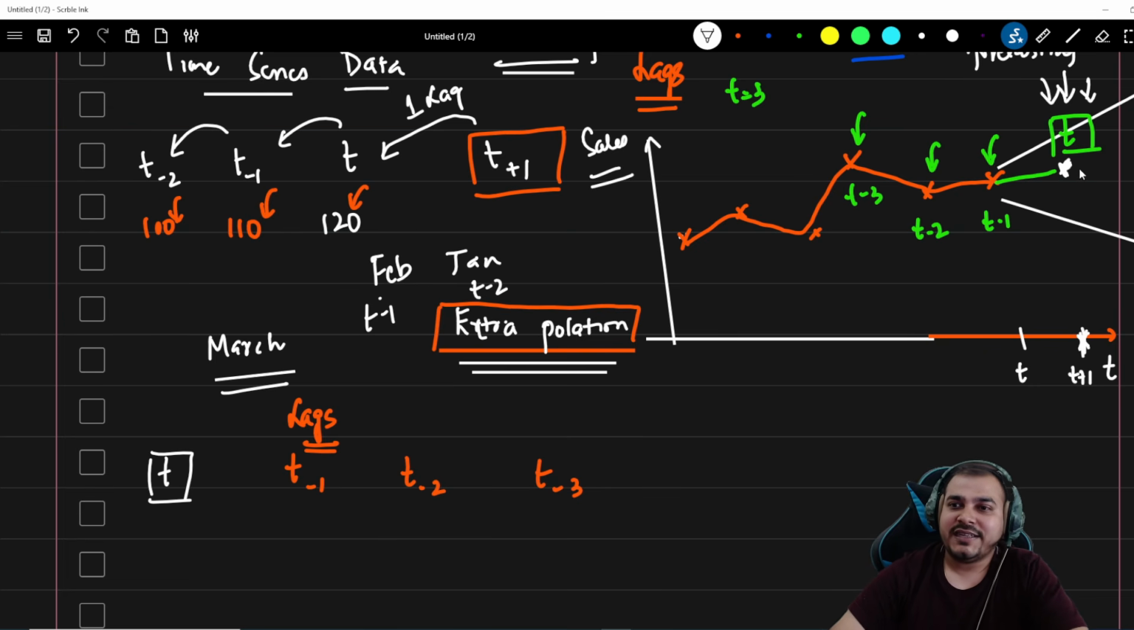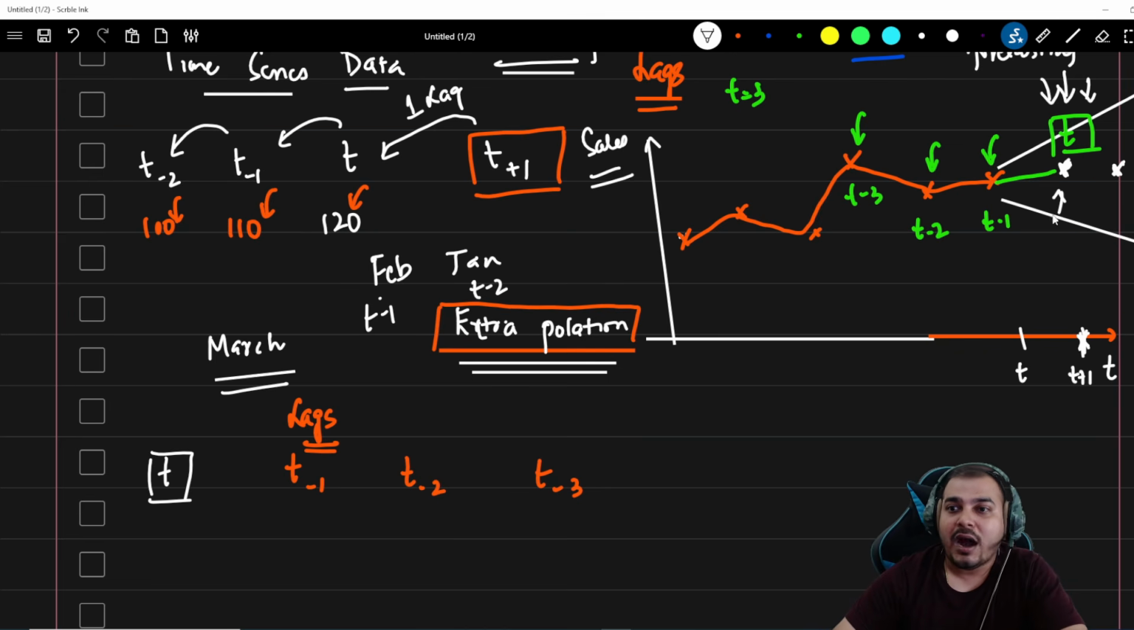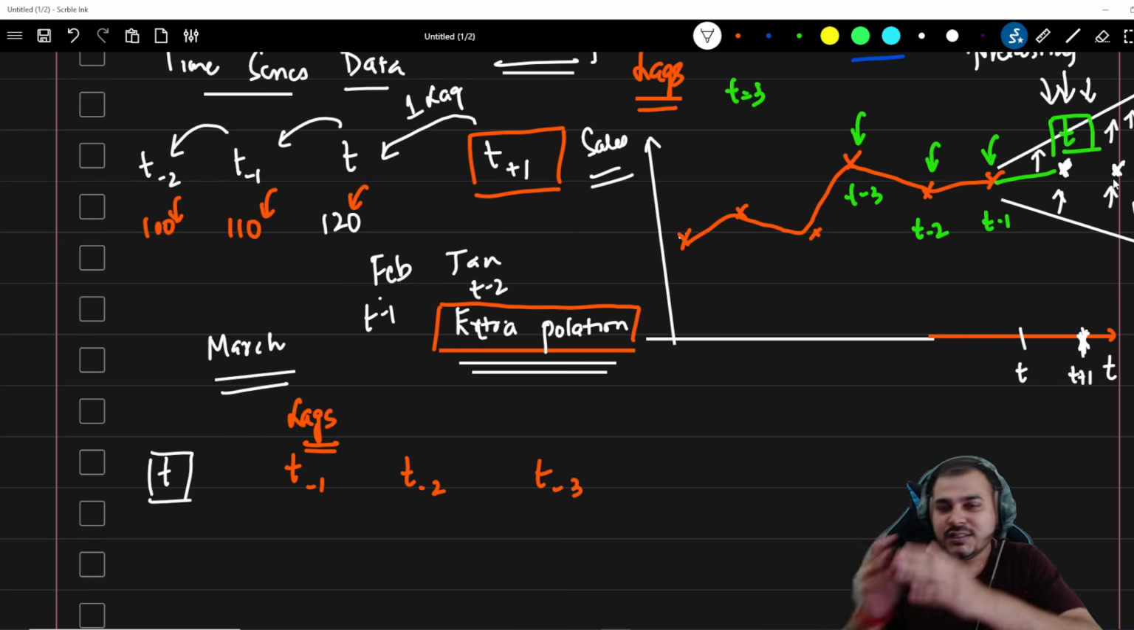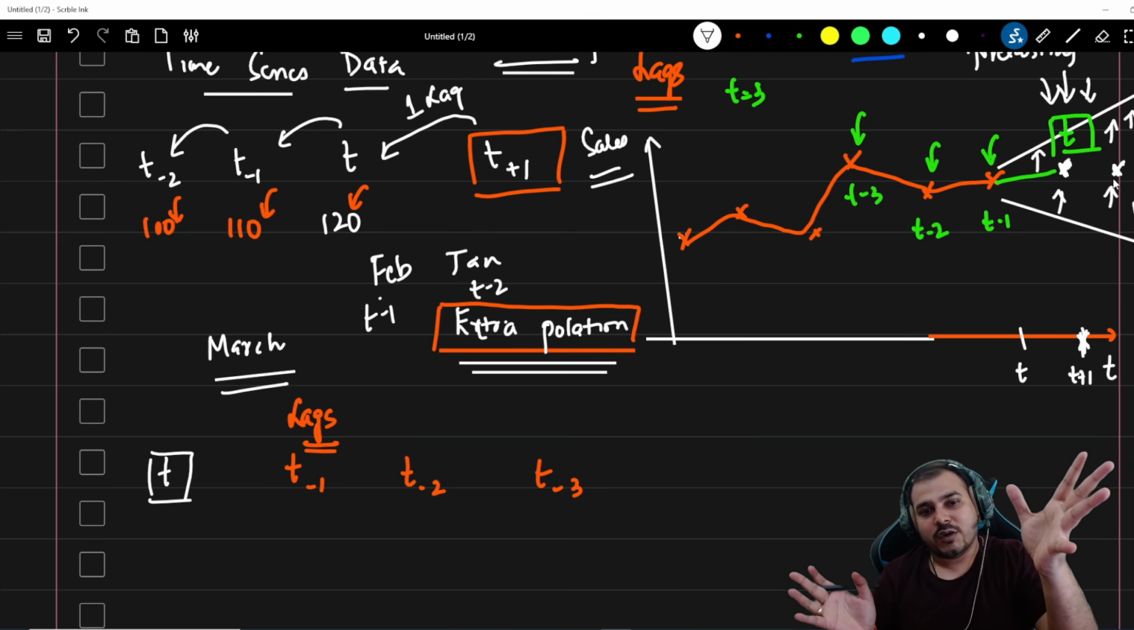Because let's say I have predicted my sales value for this particular time, and I'm going to use this to predict my next point, and then the next point over here. So the error will keep on increasing, right? Because we are not sure how accurate this particular value is or how accurate that value is. So there is a tendency that the error keeps on increasing. This is the systematic way that time series forecasting goes.